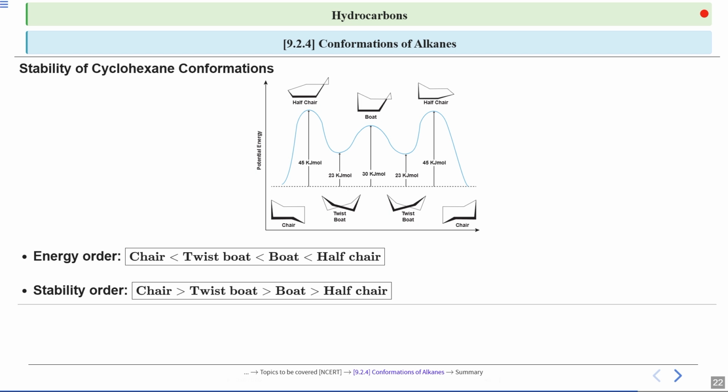Then what about the stability order? It will be opposite to that of energy. So the chair will have the highest energy. Sorry, the most stability. Then we have the twist boat form, then the boat form, and lastly we have the half chair form.